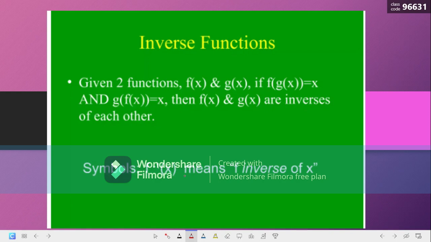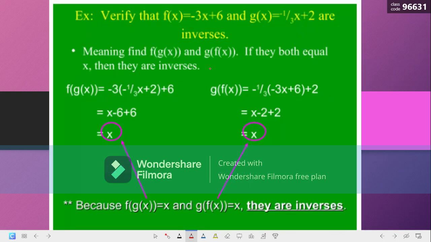F inverse of x. So we have here, verify that f of x is equal to negative 3x plus 6 and g of x is equal to negative 1/3 x plus 2 are inverses. Meaning, find f of g of x and g of f of x. If they both equal x, then they are inverses.